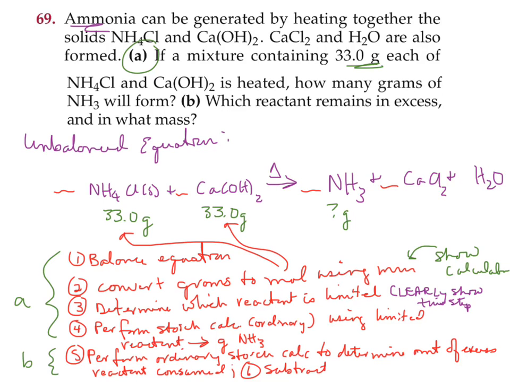So for B then, you need to perform another stoichiometric calculation to see how much of the excess reactant you're going to use, and then you're going to do subtraction. You're going to start with what you have minus what you're going to use. That will tell you how much you have in excess. So that's a good one. They're all good.